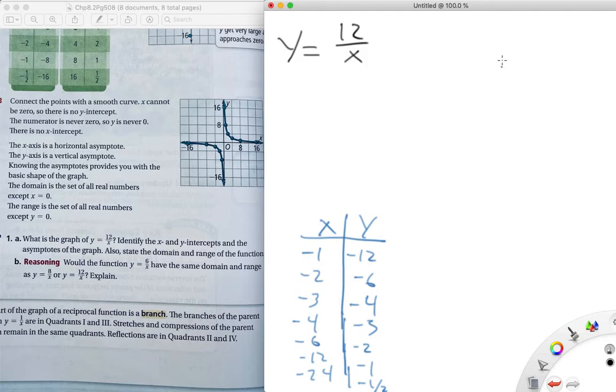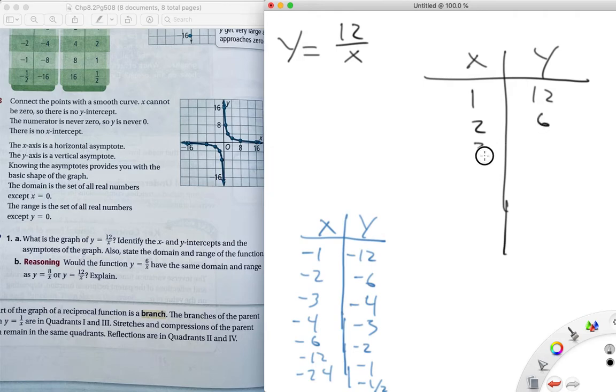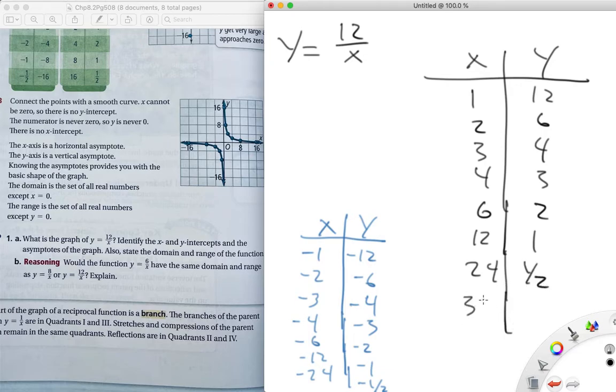So let's do positive numbers. So 1, 12, 2, 6, 3, 4, 4, 3, 6, 2, 12, 1, 24, 1/2, 36, 1/3, and so on and so forth. As the number gets bigger and bigger and bigger, y gets closer and closer to 0, but it's never going to cross 0.